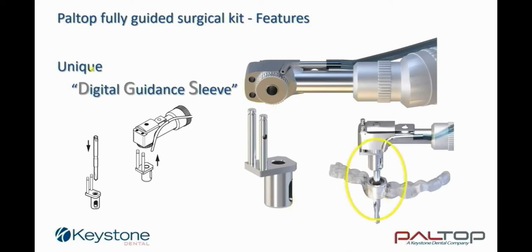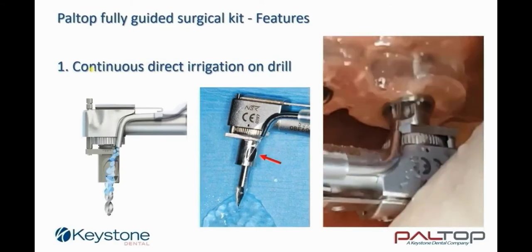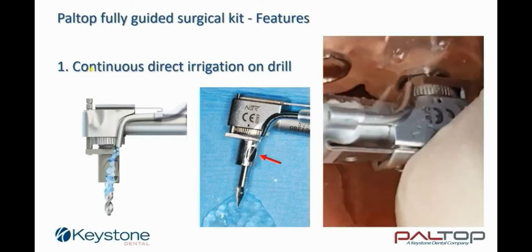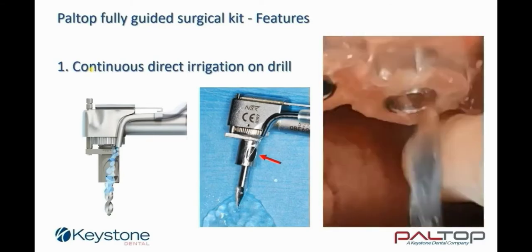The DGS guides the contra-angle through the surgical guide sleeve to accurately position the drills in accordance with the virtual planning. The window on the DGS enables continuous direct irrigation on the drill throughout the drilling procedure.